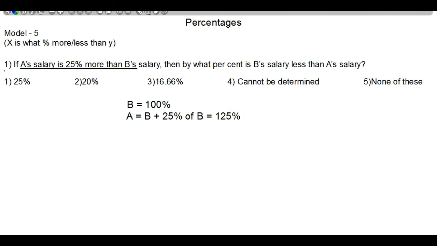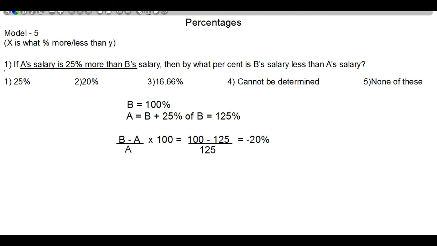But the question says, by what percent is B less than A? Now, based on the concept that we have discussed, how do we solve this? (B minus A) by A into 100. Remember, we are comparing with A, less than A. So the denominator should have A. Numerator will be the difference, denominator should have A. Let us substitute the values. So B minus A, 100 minus 125, upon A. What is A here? 125. Now your answer here will be minus 20%, or we can say B is 20% less than A. So that's how you can solve this question using the regular method.